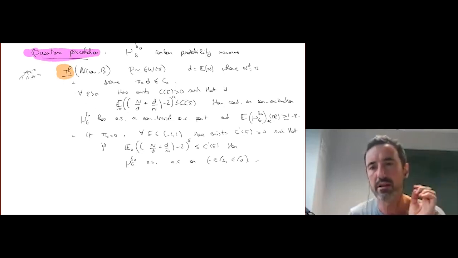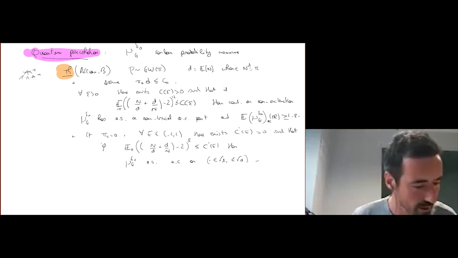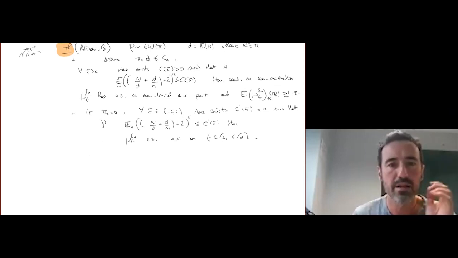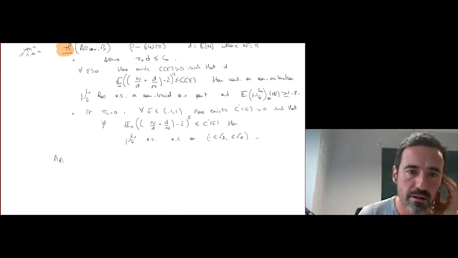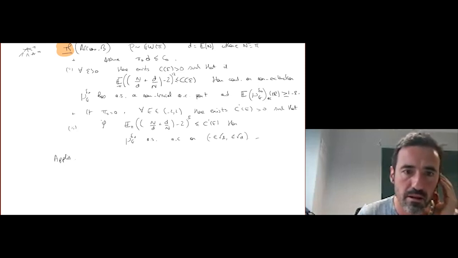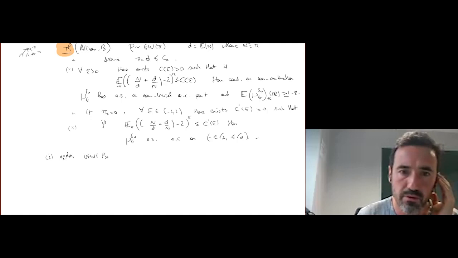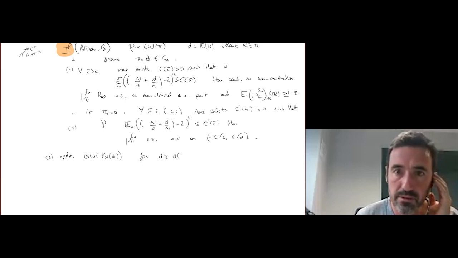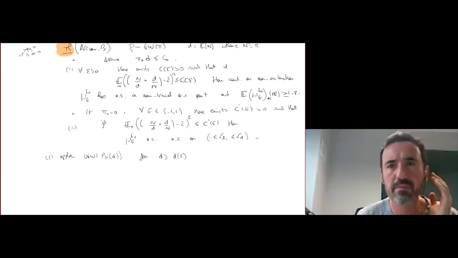So in the second case, when there are no leaves, we can guarantee that there is an interval where you have no atoms. In particular, this applies to unimodular trees with Poisson offspring distribution with parameter D, for D larger than D of epsilon.